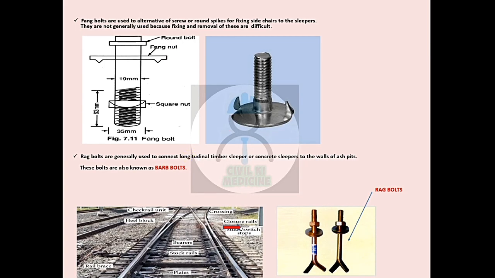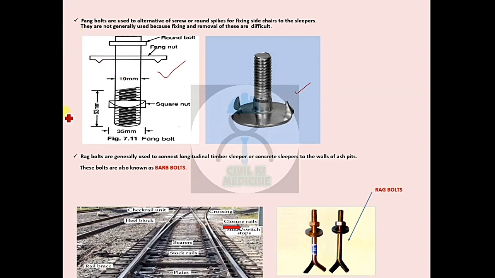Next, third one, fang bolt. Fang bolts are used as an alternative to screw or round spike for fixing side shear to the sleeper. They are not generally used because fixing and removal of these are difficult. Because of this, they are generally not used. This is the line diagram of fang bolt. This is the real view of the fang bolt.